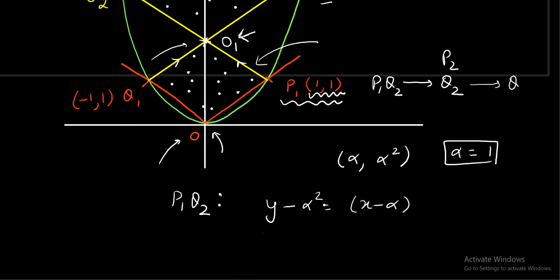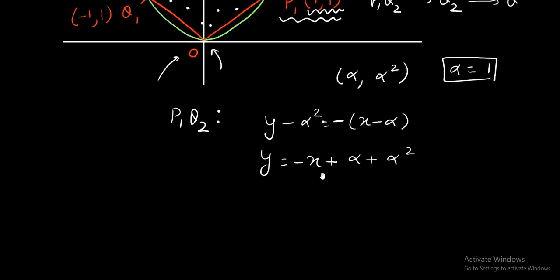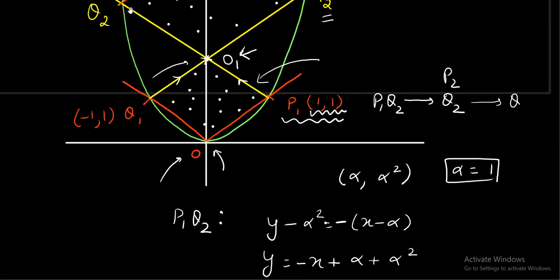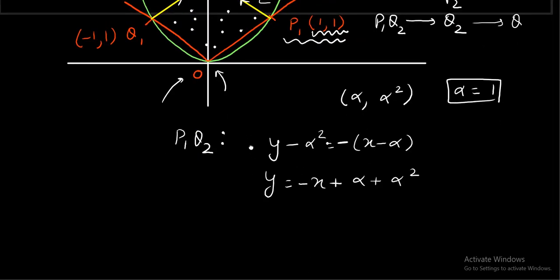Correct? Solving gives me y is equals to x minus alpha plus alpha square, or in fact I must write here negative sign because slope of the line for P1 Q2 is minus 1, so it will become minus x plus alpha square. Now this is the equation of the line P1 Q2 and I need to find out where will it intersect the parabola. यानी जो Q2 के coordinates है ना वो मुझे चाहिए.